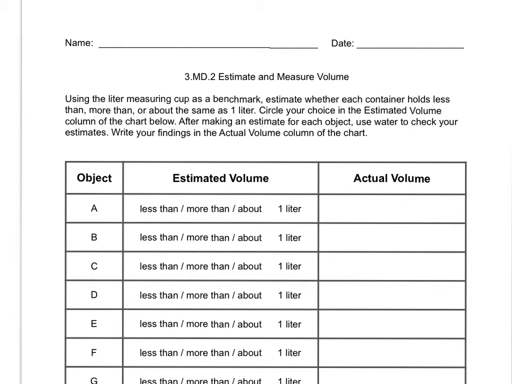After you measure the volume of each container, you can record in the actual volume column of the chart whether your container held less than 1 liter, more than 1 liter, or about 1 liter.